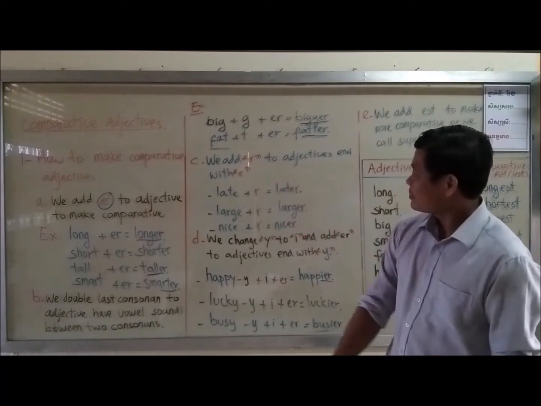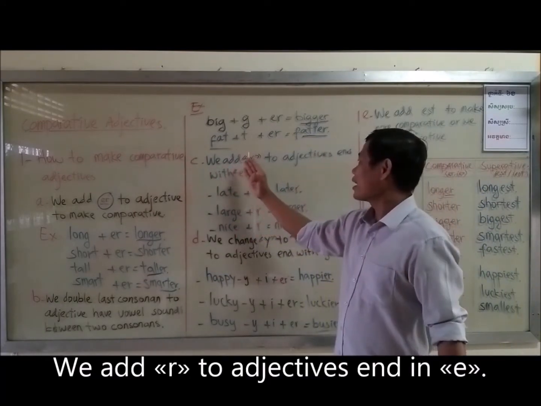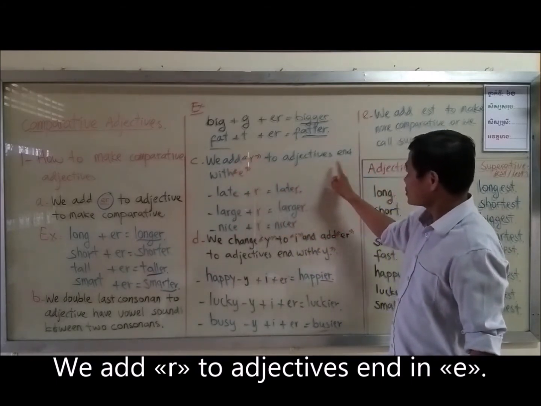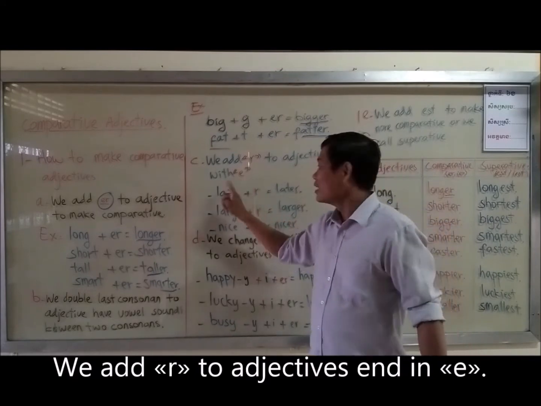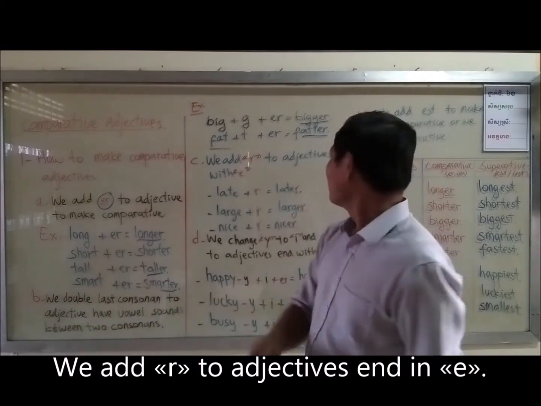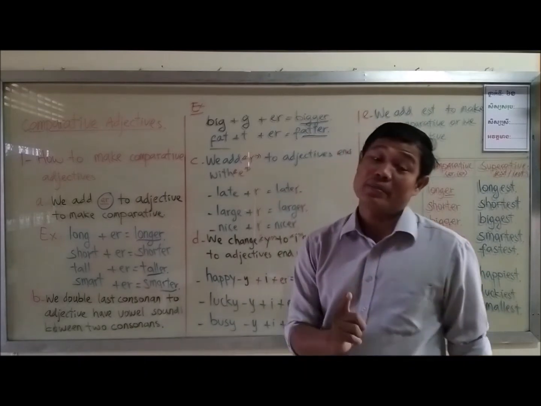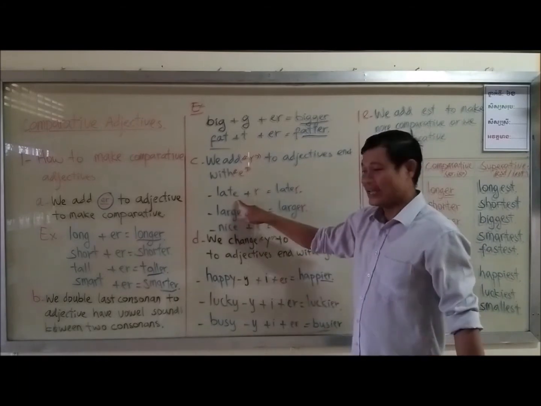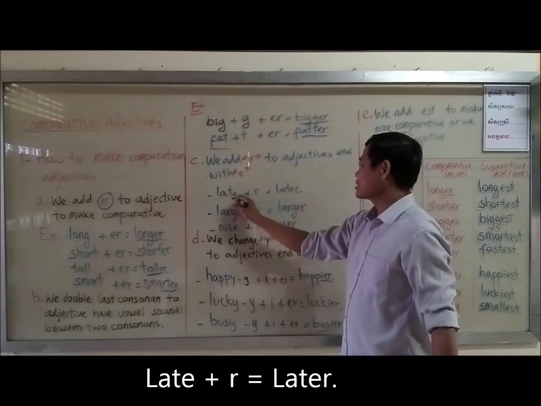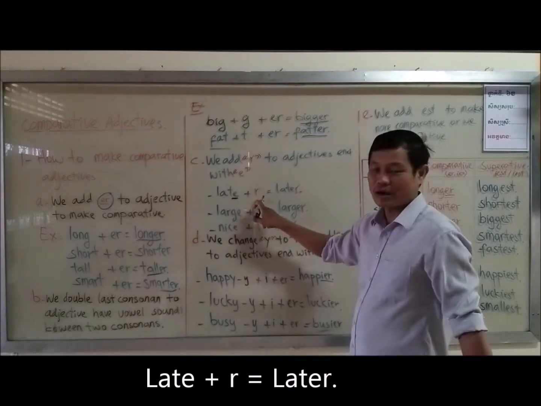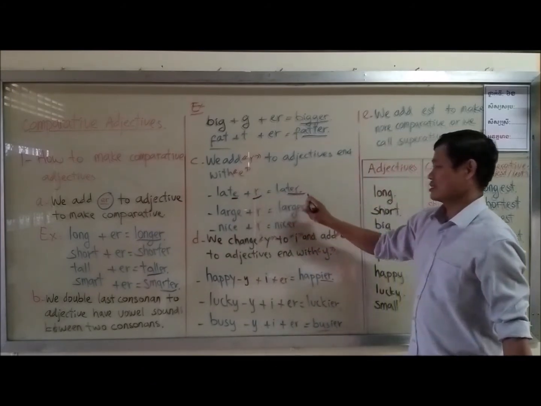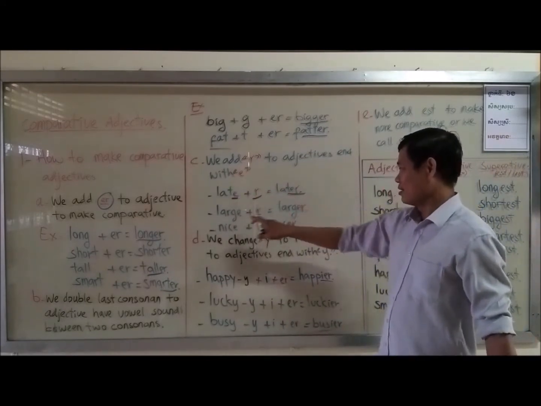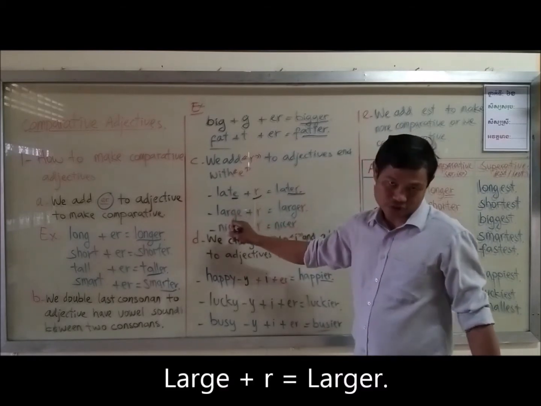Now we go to another step. We add R to adjectives that end with E. For example, late ends in E, so the adjective ending in E, we just add the R here. Like later. Okay. And then another one, large.